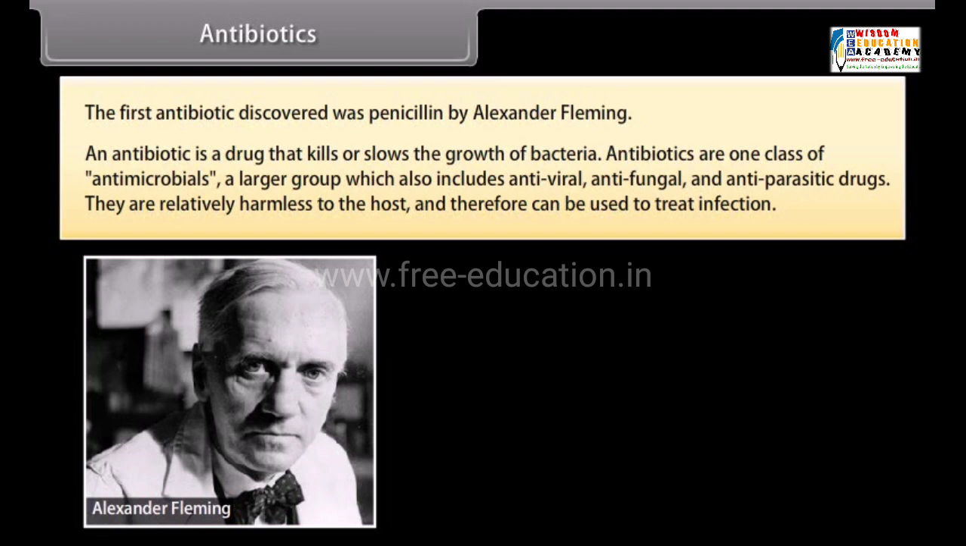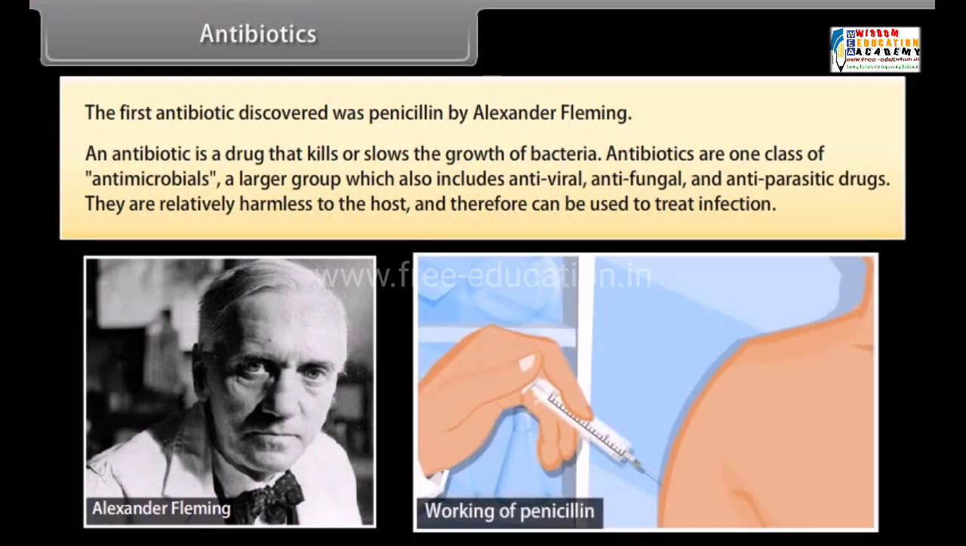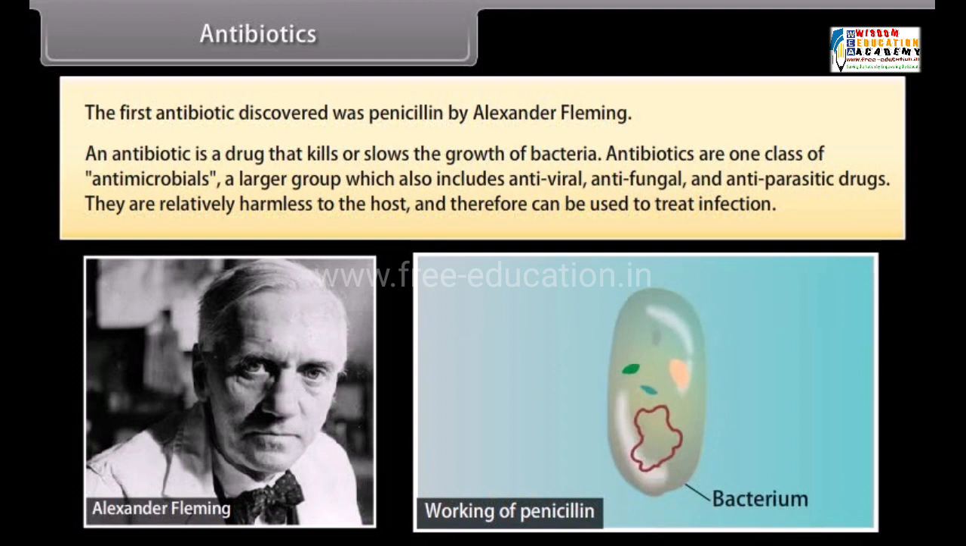Working of penicillin. It works by preventing the production of a substance that forms the cell wall, peptidoglycan. This means the cell will continue to grow without dividing or developing new cell wall. Therefore, the wall gets weaker and eventually ruptures.